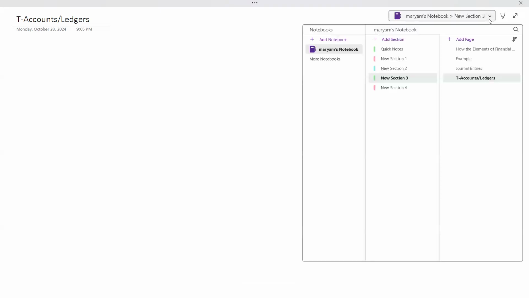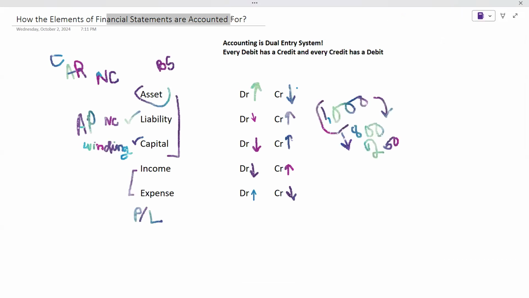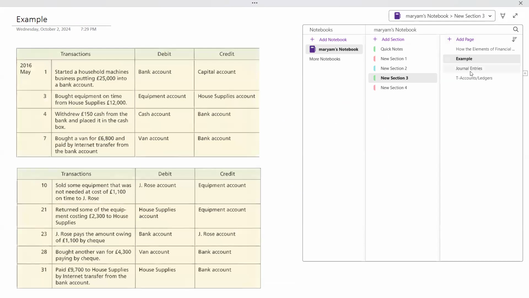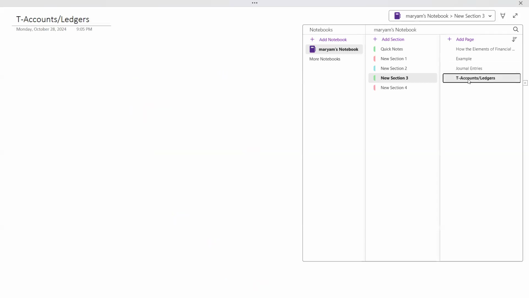Today's accounting topic is T accounts and ledgers. It's the same thing, but the way we started this topic is from how the elements of financial statements are accounted for. Then we did an example, and then I wrote the journal entries from the same example. And now we'll continue this example and solve T accounts and learn T accounts or ledgers. So let's get started with it.